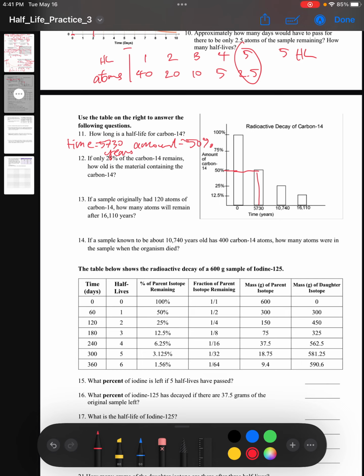If only 25% of the carbon-14 remains, how old is the material containing the carbon-14? When the amount is 25%, what is the time? When the amount is 25%, the time is 10,740 years.